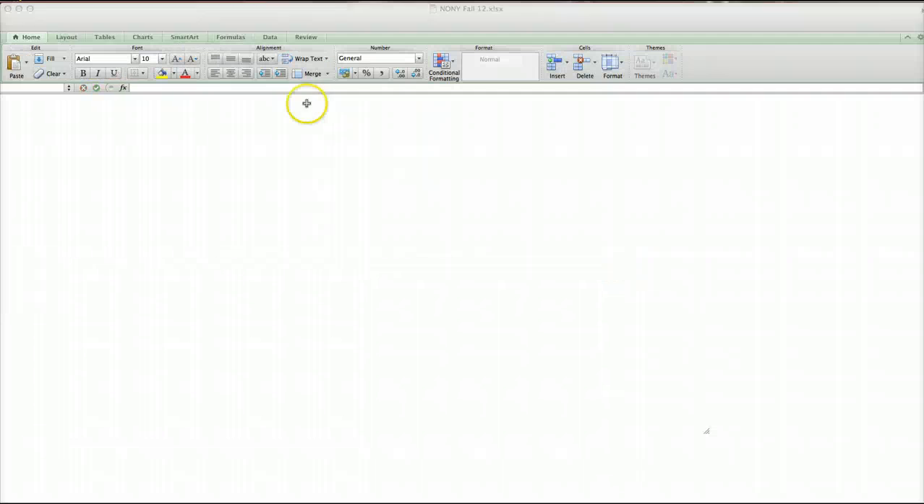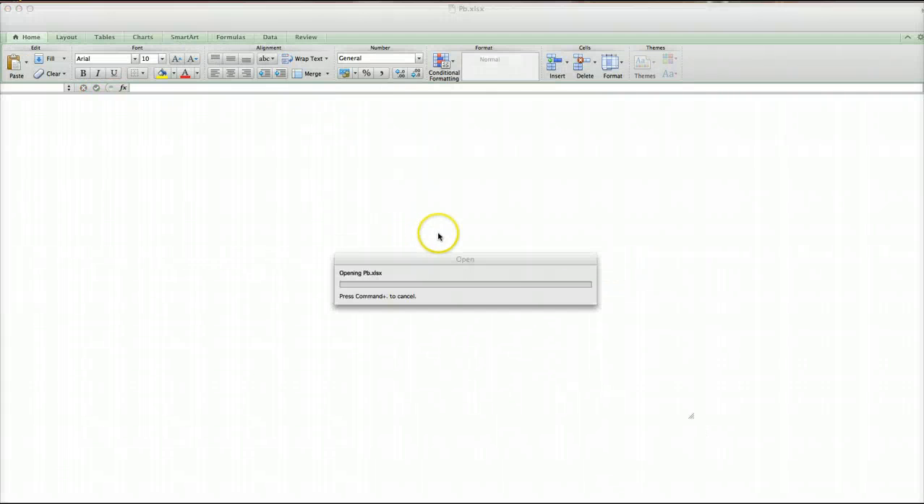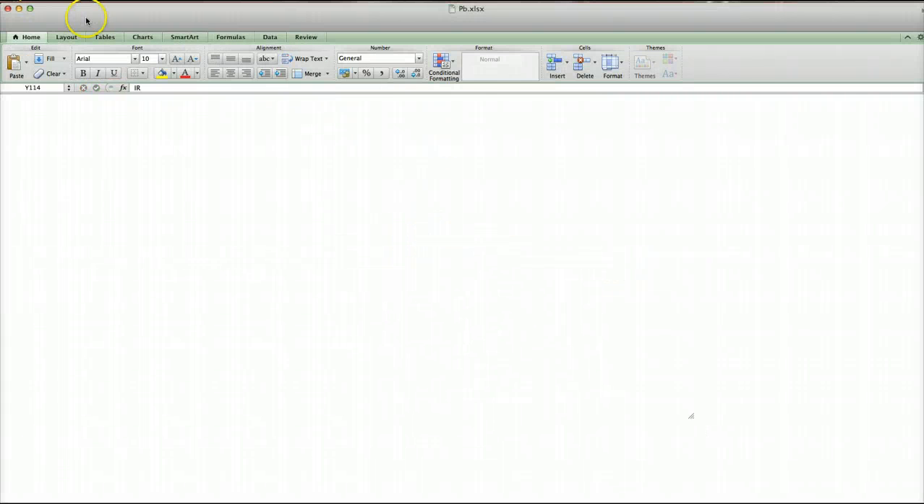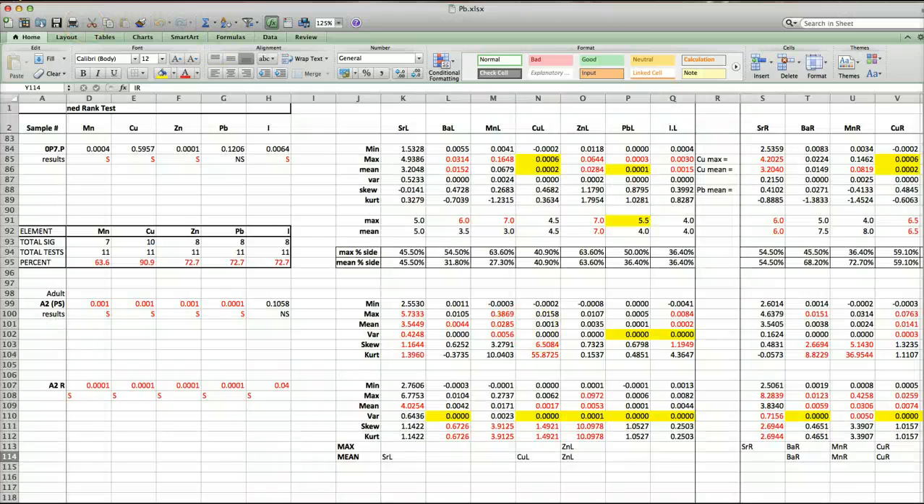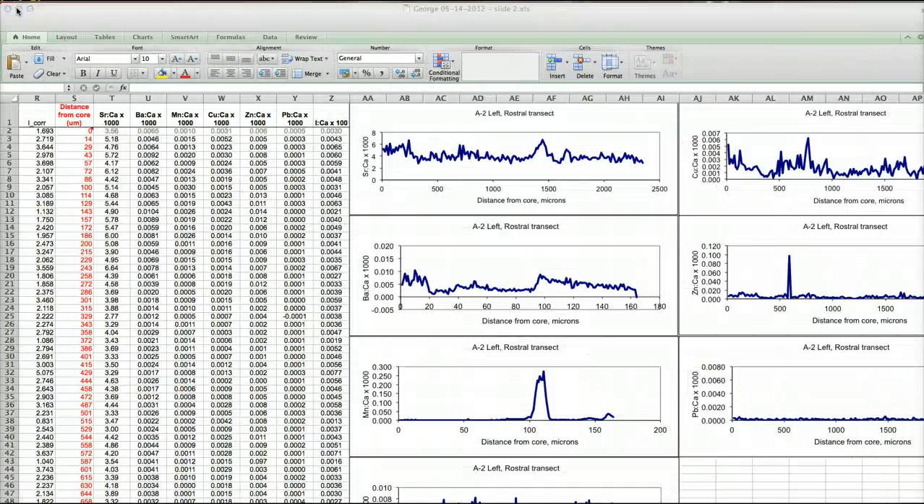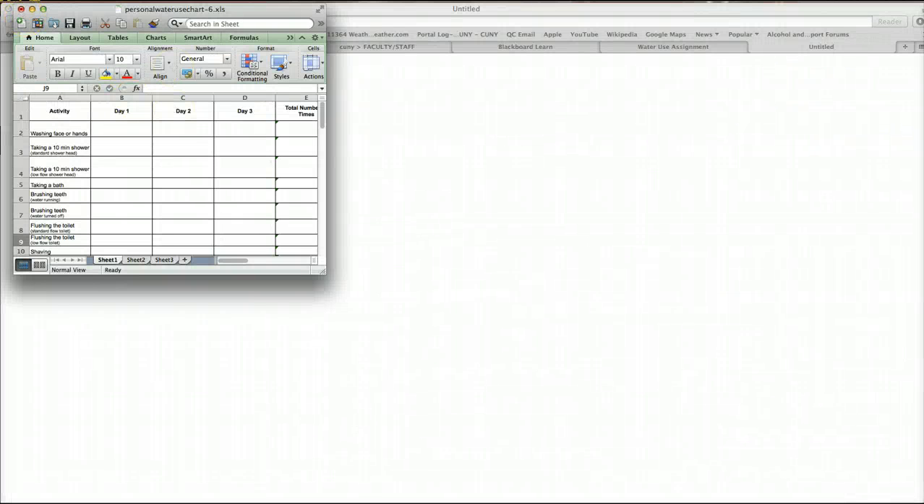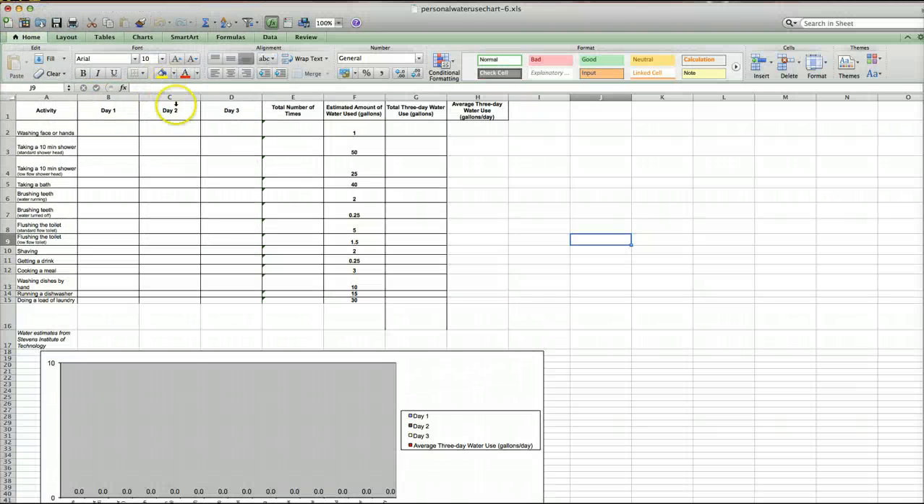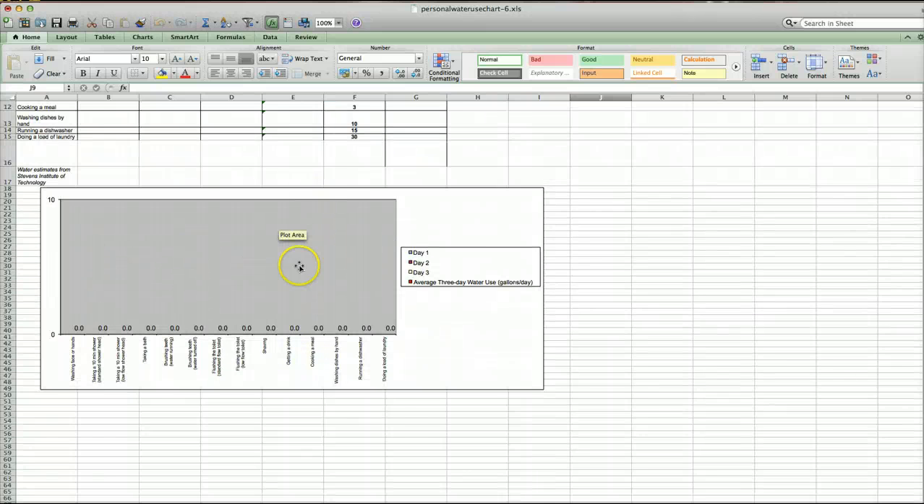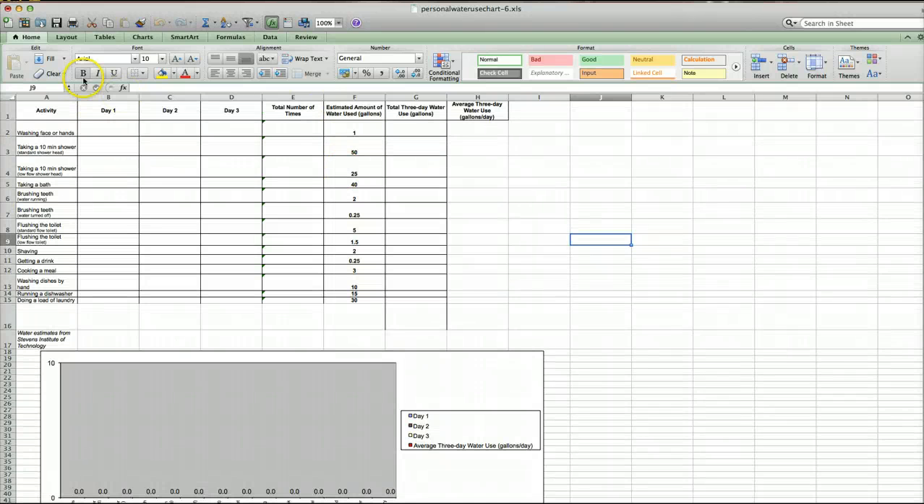And you'll fill this out for several days. Oh, I got the wrong stuff showing up here, some of my work. And here is the spreadsheet right here. Fill that in and it'll graph your water usage. It's a nice little chart. Okay.